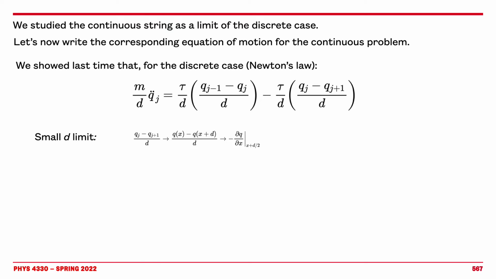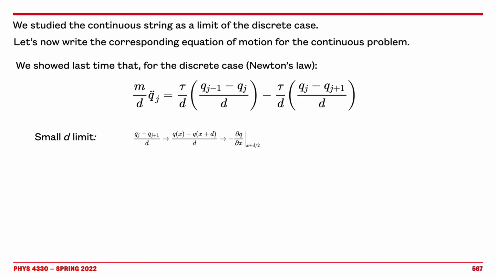One thing I'd like to remind you is that this expression comes from the right, in other words, we look at the difference between q at one position and q further to the right, displaced by d. That's the reason why the vertical bar says x plus d over 2. So we're actually calculating the derivative in between those two points, x and x plus d. Therefore, it's the derivative at x plus d over 2. That's going to become important in a second.